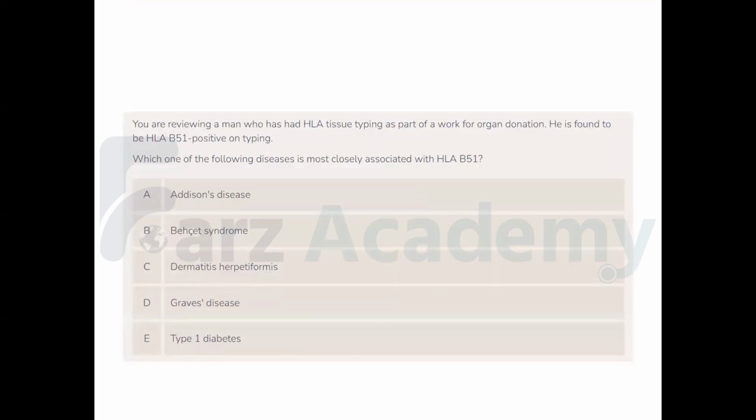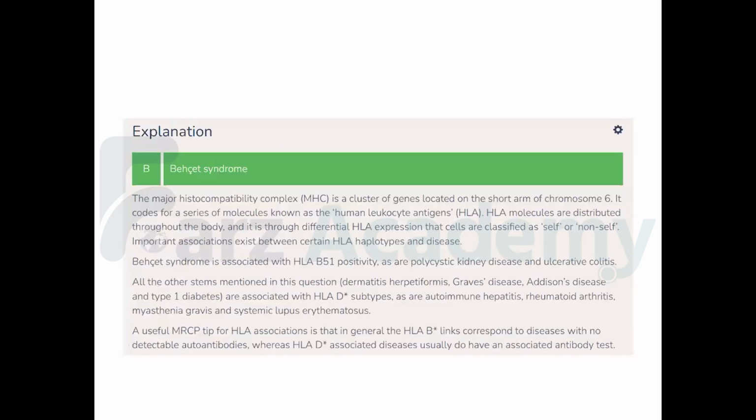So let's discuss it. You are reviewing a man who has had HLA tissue typing as a part of a work-up for organ donation. He is found to be HLA B51 positive on typing. Which one of the following diseases is most likely associated with HLA B51? Options are Addison's disease, Behçet syndrome, dermatitis herpetiformis, Graves' disease, and type 1 diabetes. Behçet syndrome. Right, doctor. Correct.